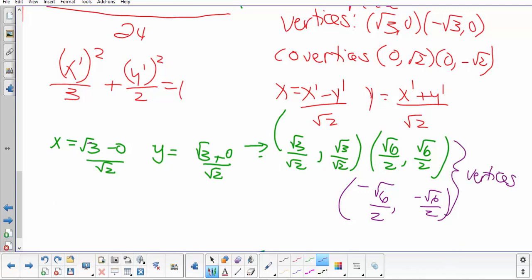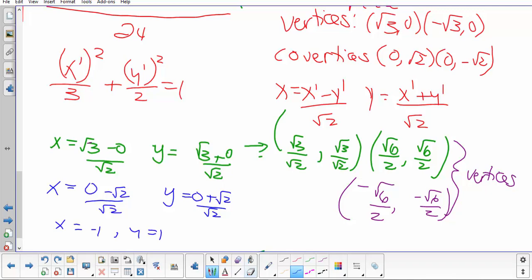So our covertices would be x equals, now x is 0 and y is root 2. So x equals 0 minus root 2 over root 2. Hey, look at that. That's negative 1. X is going to be negative 1. And then for y, we get 0 plus root 2 over root 2. So y equals 1. So that's one of our covertices. Okay, so we have negative 1, 1. That's a nice point to graph.